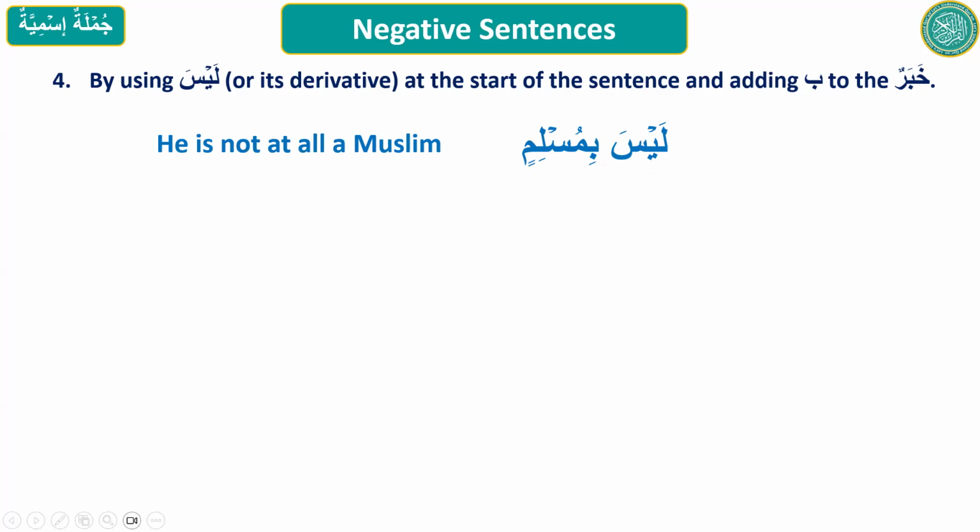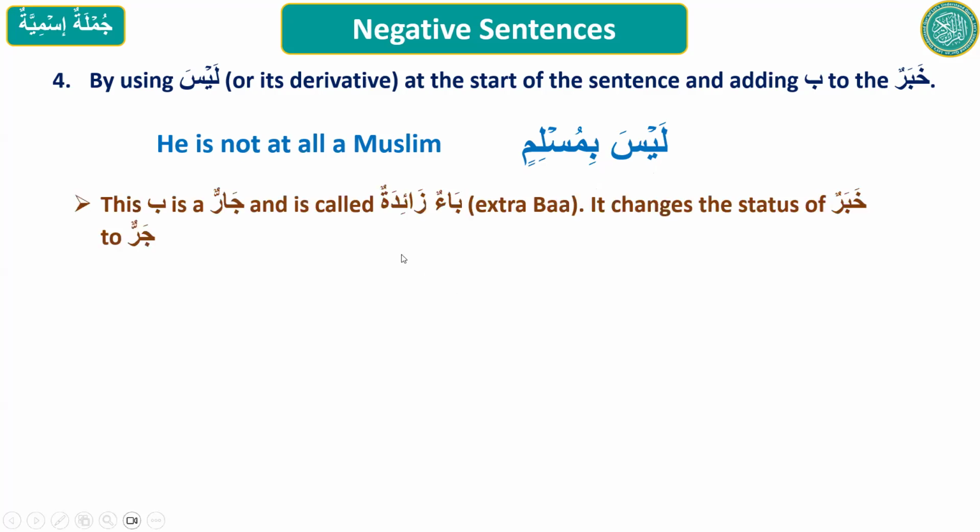Laysa bi Muslimin means he is not at all a Muslim. Or you can say he is not a Muslim at all. So again, this ba is a ba zaida. It's a ba which is a jar, and it is also called extra ba, which changes the status of khabar to jar.